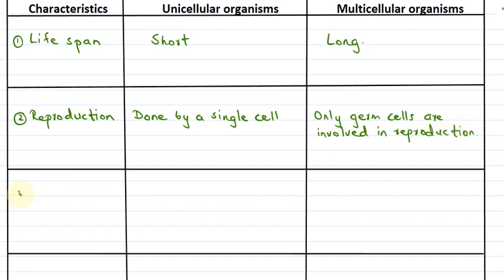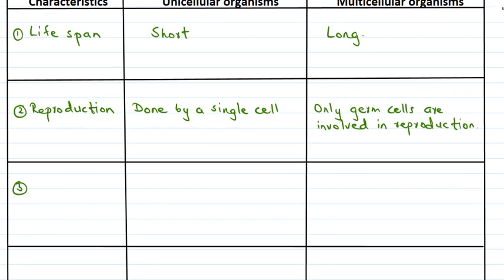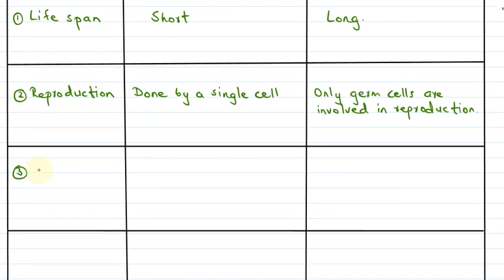Okay. Then the third difference would be on the basis of division of labor. So in case of unicellular organisms, the division of labor is absent because there is only a single cell and that single cell is performing all the essential functions required for existence. Whereas in case of multicellular organisms, division of labor is present because as there are multiple cells, different types of cells are specialized in performing different types of functions.